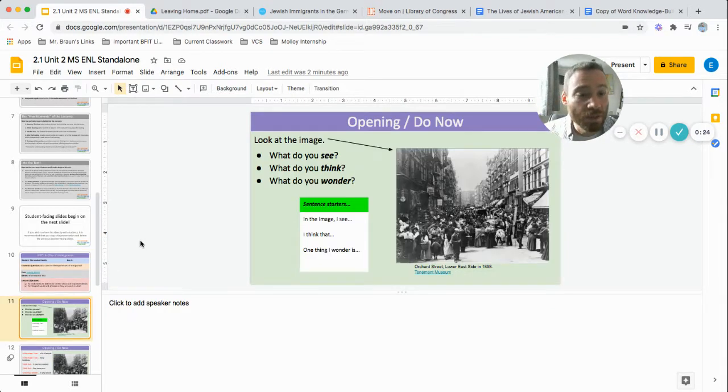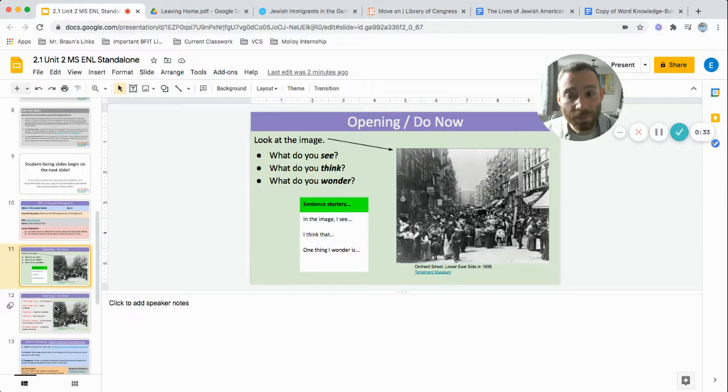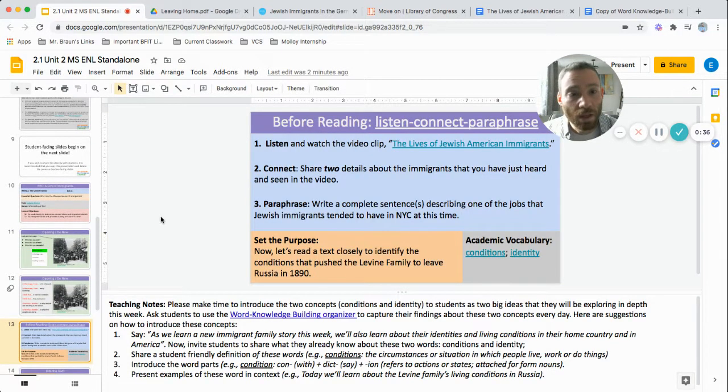First, we will look at an image to try to visualize what life was like for New York City's immigrants in the Lower East Side in the late 1800s. Following that, we will watch a short video clip to try to gain a better understanding of what the lives of Jewish American immigrants were like, what they did for work, if their lives were hard, how they made money. As we watch this short video, you're going to try to come up with two details to try to understand what their lives were like.